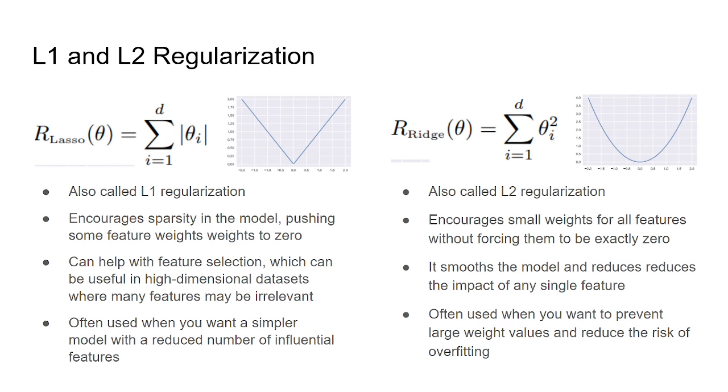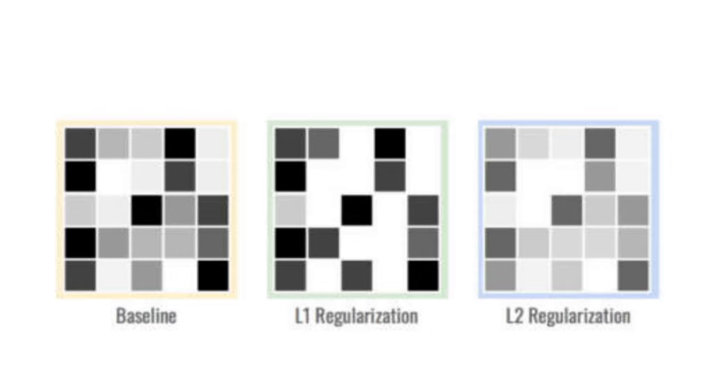Essentially, the thing about L1 is that you were using that for feature selection as well. In some high dimensional data sets, it pushes the parameters for some features to zero. L2 is not pushing them to zero, it's just something that you're using to prevent large weight values. You're using it to prevent the risk of overfitting.